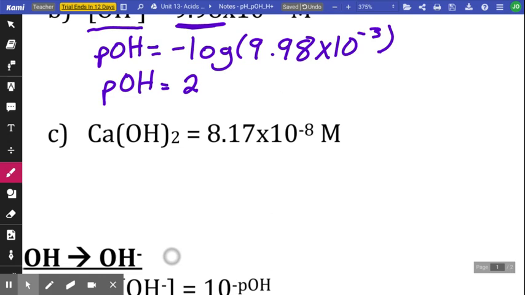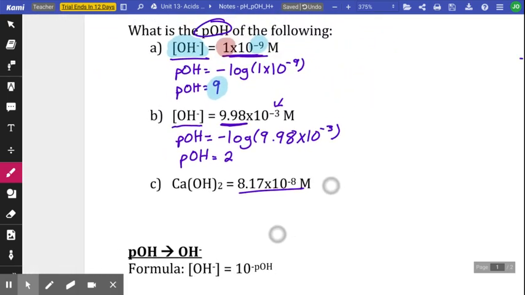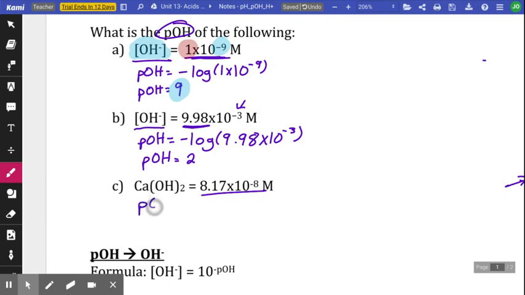So right here, I have calcium hydroxide, and they say that its concentration is 8.17 times 10 to the negative 8. Again, I'm looking for my pOH. Remember, pOH is equal to the negative log of that concentration. Before we actually solve this, we do have to remember to dissociate this. Calcium is going to form one ion, and hydroxide is going to have two ions.